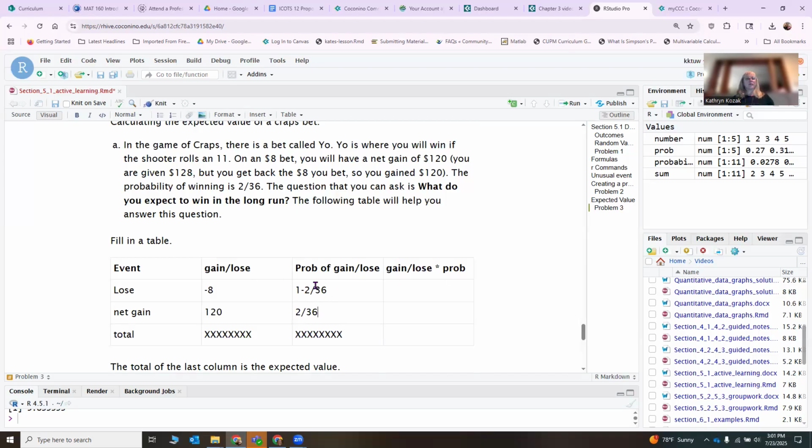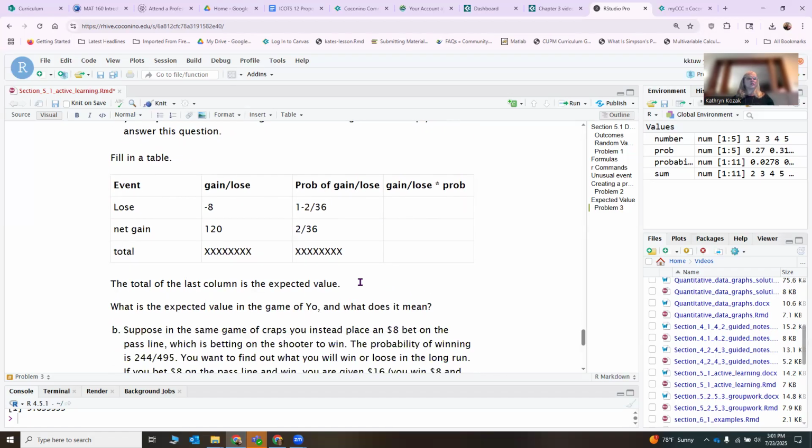You can calculate this by multiplying these together and then adding them up, and that will give you your answer. 1 minus 2 out of 36 is 34 out of 36. So you can multiply 34 out of 36 times -8, and 2 out of 36 times 120, add them together, and that will give you your expected value.